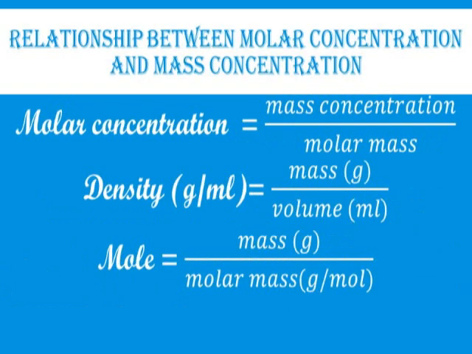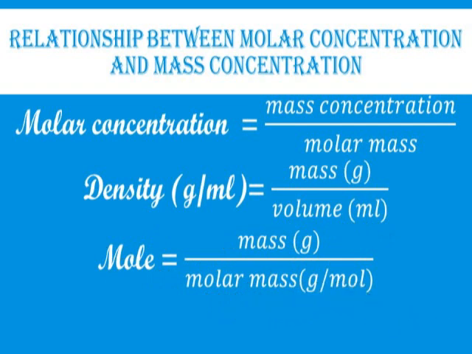Now let's look at the relationship between molar concentration and mass concentration. How are they connected? Molar concentration is equal to mass concentration over molar mass. Density in gram per liter is equal to mass in gram all over volume in ml. Then mole is equal to mass in gram all over molar mass in gram per mole. This formula is very important.